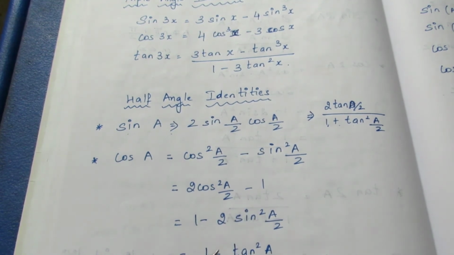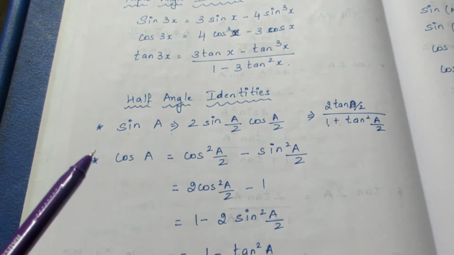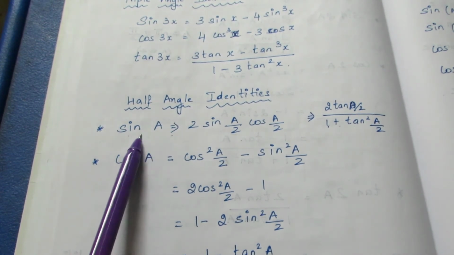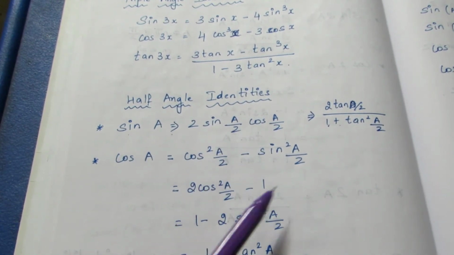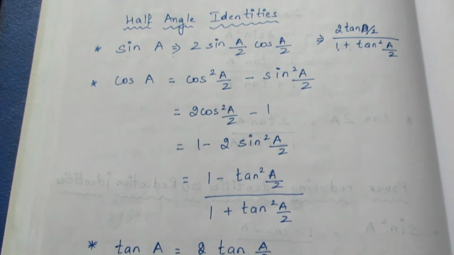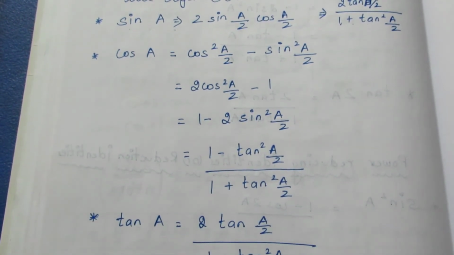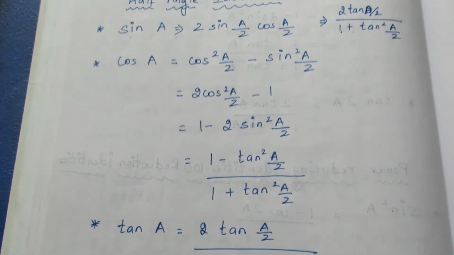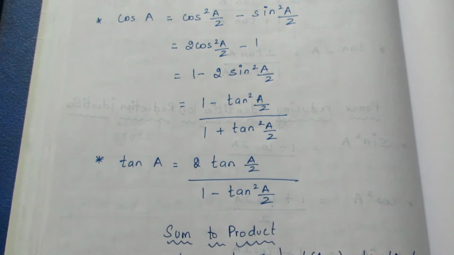These half angle identities are nothing but the double angle identities we dealt with, just dividing the angle by 2: instead of 2A, we are writing A by 2. That's all. The rest of the formulas are the same as the double angle identities. There is nothing different in half angle identity. It is the same as the double angle identity, but there it is 2A and here it is A by 2.